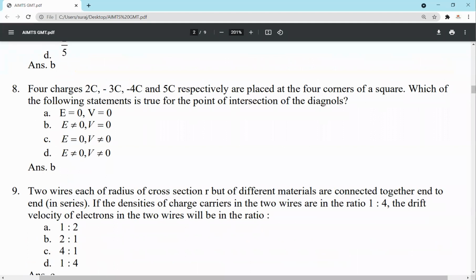4 charges, 2 coulomb, minus 3 coulomb, minus 4 coulomb and 5 coulomb respectively, are placed at the 4 corners of a square. Which of the following statements is true for the point of intersection of the diagonals? That is the center of the square they are asking. So 4 charges are there. What are the charges? 2 coulomb, minus 3 coulomb, minus 4 coulomb, and 5 coulomb. If you see the sum of charge, 5, 8.